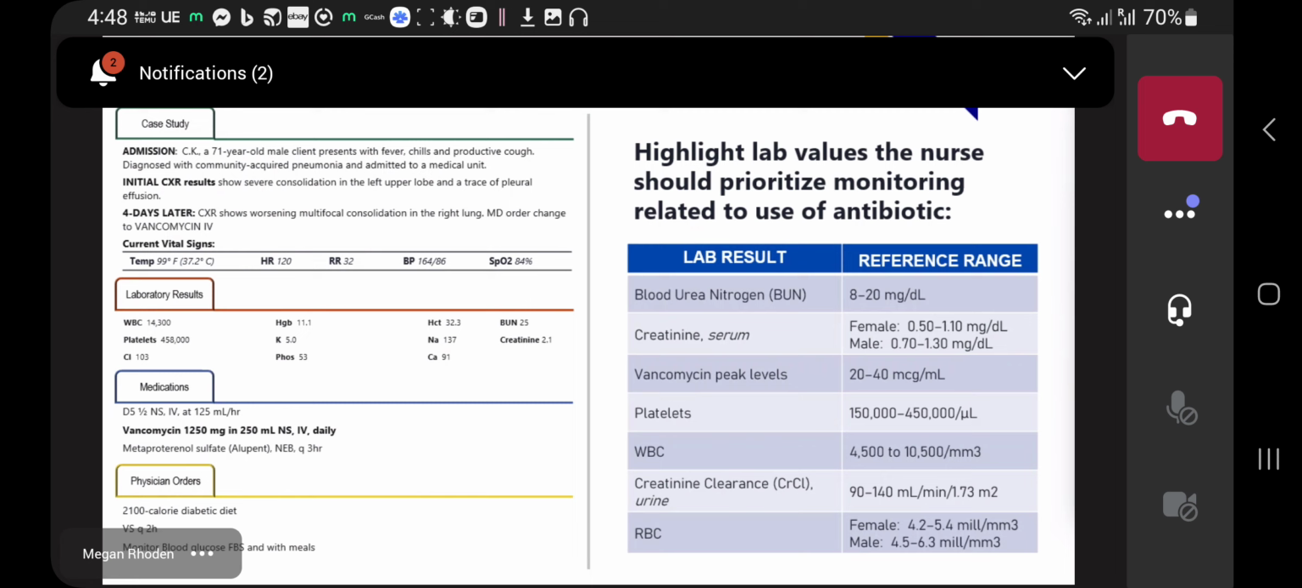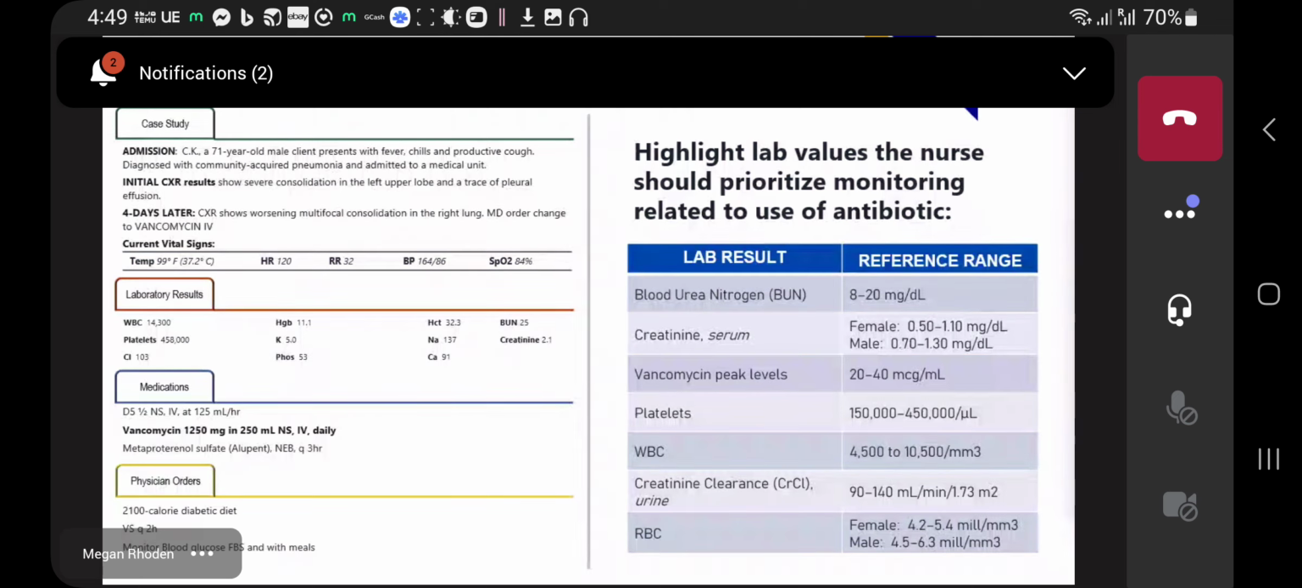All right, so we have some updates. Initial chest x-ray shows severe consolidation in the left lower lobe and a trace of pleural effusion. 4 days later, the chest x-ray shows worsening multifocal consolidation in the right lung, and the MD order changes to vancomycin IV. Current vital signs: the temperature is 99 degrees Fahrenheit, heart rate is 120, respirations are 32, the blood pressure is 164 over 86, and our O2 sats are now 84%.